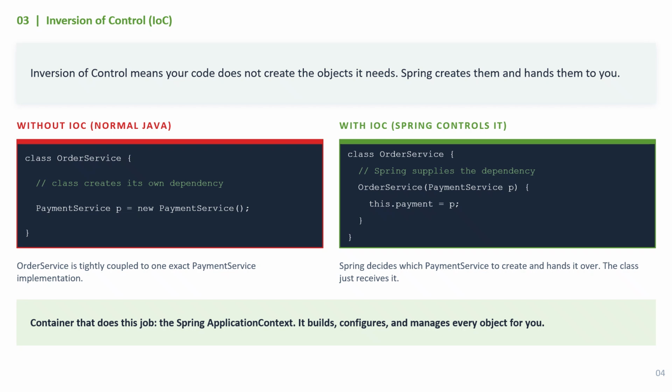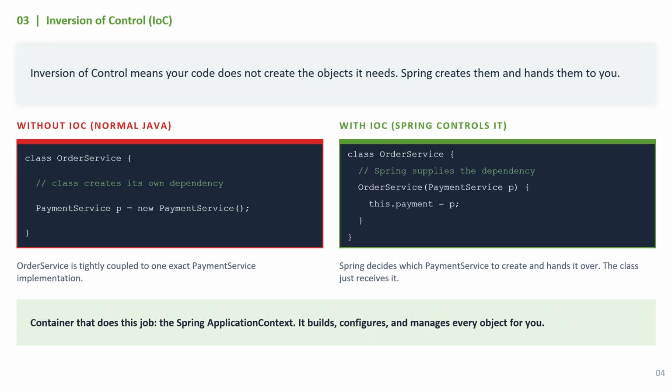Let's talk about one of the core ideas behind Spring called inversion of control, or IoC. Inversion of control means your code does not create the objects it needs. Instead, Spring creates them for you and hands them over. Let's look at an example without IoC first. In normal Java, a class like OrderService creates its own dependency. It says new PaymentService right there inside the class. This means OrderService is tightly coupled to one exact PaymentService implementation. If you ever want to swap that implementation out, you have to go in and change the code.